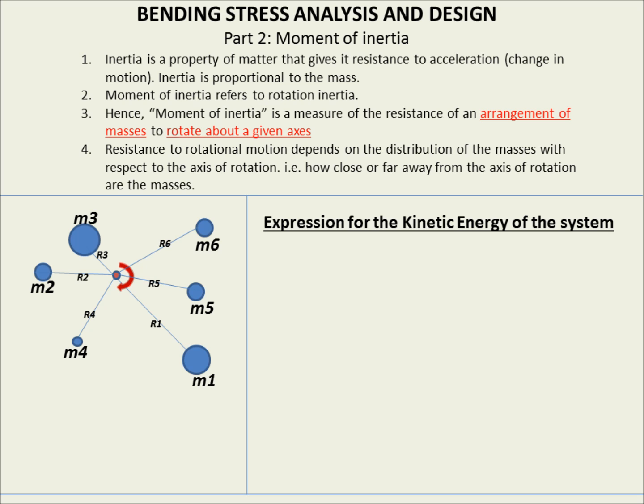So we're talking kinetic energy, so we know it's half mv squared, right? And the kinetic energy of this system would just be a summation of the kinetic energy of each individual mass, right? So we'll have half m1 v1 squared plus half m2 v2 squared all the way through to half m6 v6 squared. And we can write this also in summation notation. However, it is important to note here that we're talking about rotational motion, hence the velocity which we're talking about has to be written in terms of rotational parameters.